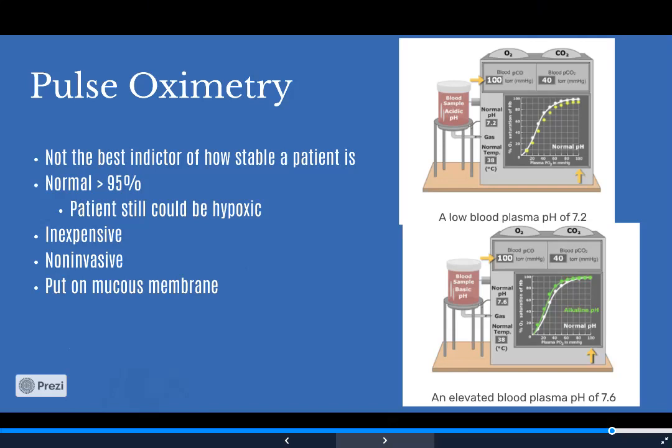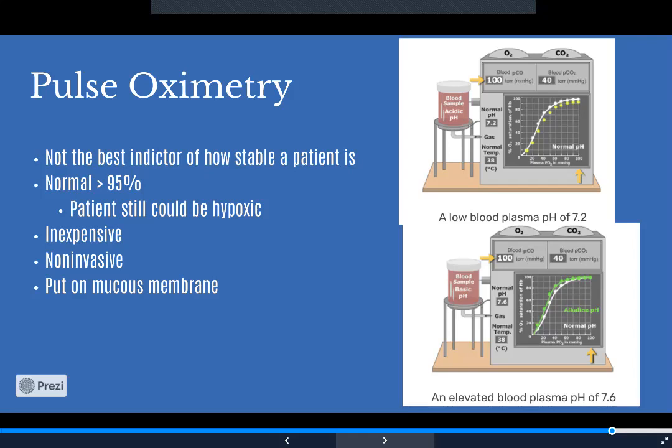So pulse ox. Pulse ox and I are not true friends, because there are a lot of people that rely on pulse ox. And it's not something that we can completely rely on, because of so many issues. So it's not the best indicator of how we can have a stable patient, right? Our normal pulse ox is somewhere above 95%. But our patient will still be hypoxic based on so many other factors.